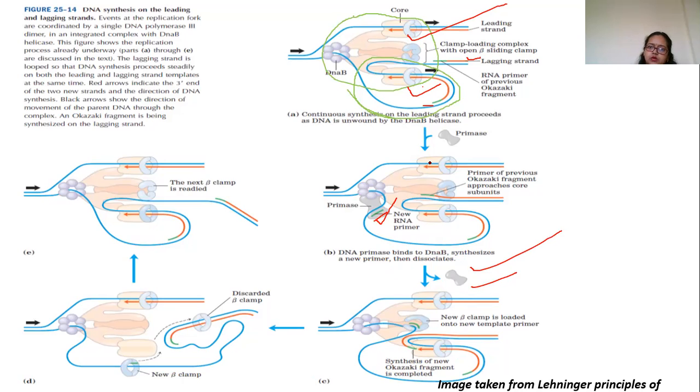The other thing which is important: this red one is showing leading and lagging strand synthesis, and this black color arrow is showing the direction of movement of parental DNA through the complex. Parental DNA is moving on the leading strand towards the movement of the replication fork, while it is moving away from the movement of the replication fork on the lagging strand, and this arrow is showing the movement. So in this direction it is moving, and like this it will shift here.